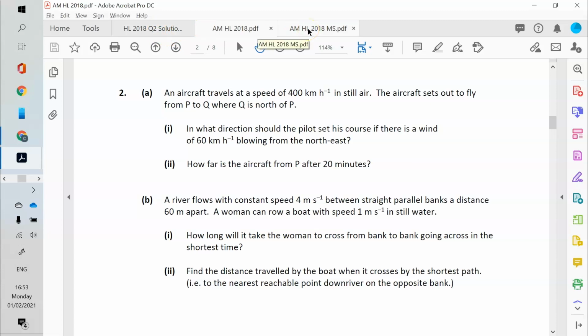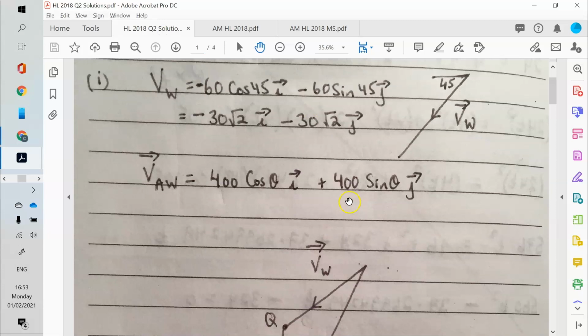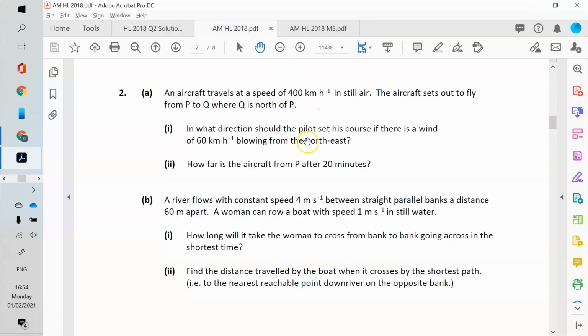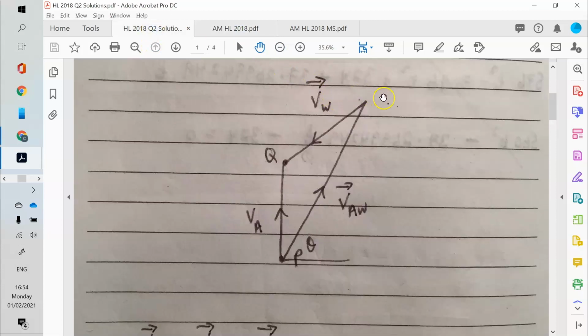So if we put that together in a diagram, we have our point P is south of the point Q. Our actual flight of our airplane should be direct from P to Q, but we need to set off in some other direction, which I've shown here, heading off to the northwest, and bearing in mind that the wind will bring us back down because the wind is, as it says in the question, blowing from the northeast, so it's heading towards the southwest. So this is our vector diagram.